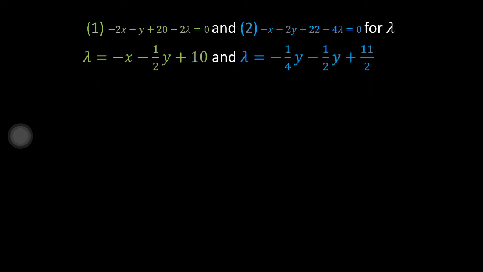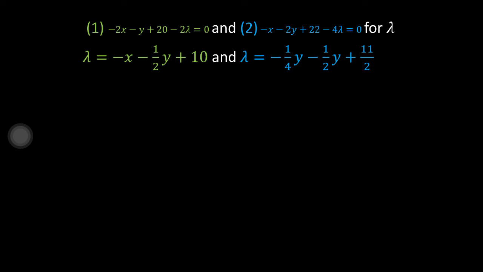So, yung equation 1 natin, negative 2x minus y plus 20 minus 2 lambda is equal to 0, magiging lambda is equal to negative x minus 1 half y plus 10. Kasi, pag nilipat natin yung negative 2 lambda sa kabila, magiging positive na siya, divide both sides by 2. Ang matitira na lang is lambda. So, negative 2x divided by 2 magiging negative x, negative y divided by 2 magiging negative 1 half y. Then, 20 divided by 2 magiging 10.